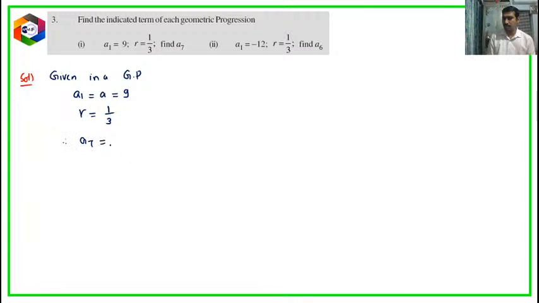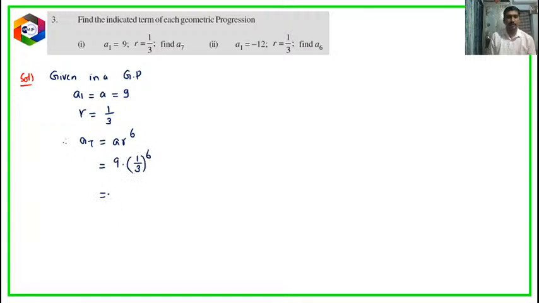A7 will be equal to A r power 6. We know that. Yes, very good. So A r power 6. So what is the A value? It is very clearly given. A value is 9 into R is 1 by 3 whole power 6.